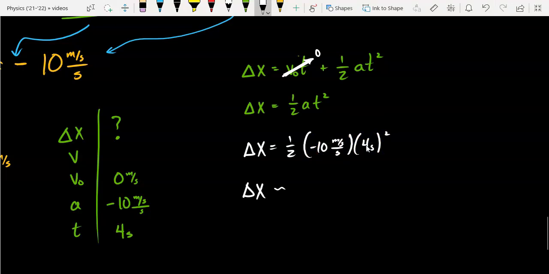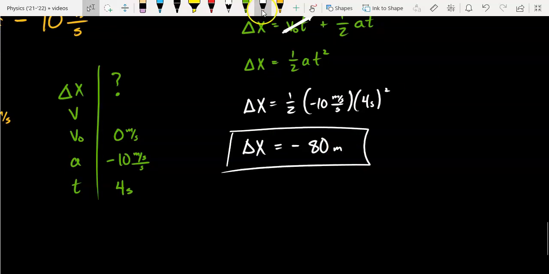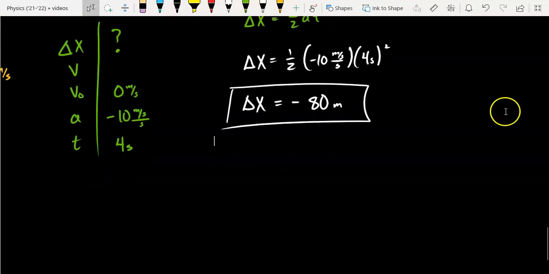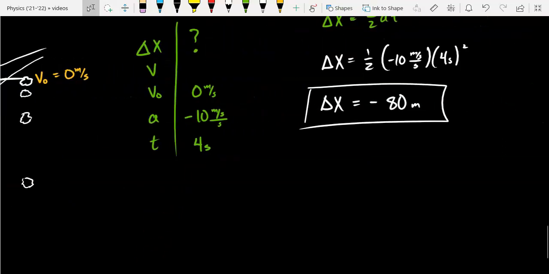Not approximately, it is 80. So equals negative 80 meters. So why negative? Let's break this down, because this is how far it's fallen, right? But we want to break this down. So what does this negative mean? Well, in this problem, usually when you're doing physics problems, down means negative, up means positive, right? So if my object displaced negative 80 meters, that means it displaced downward.